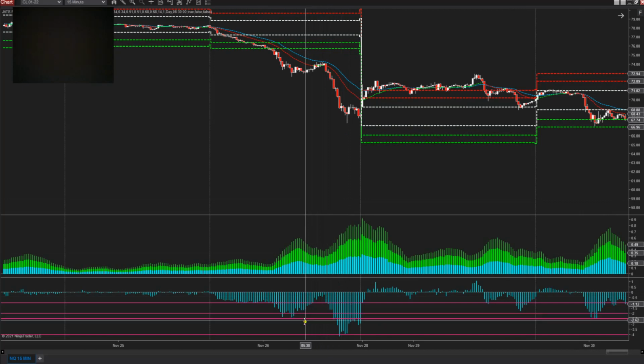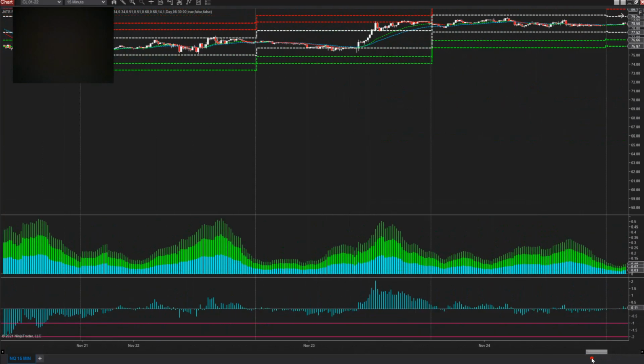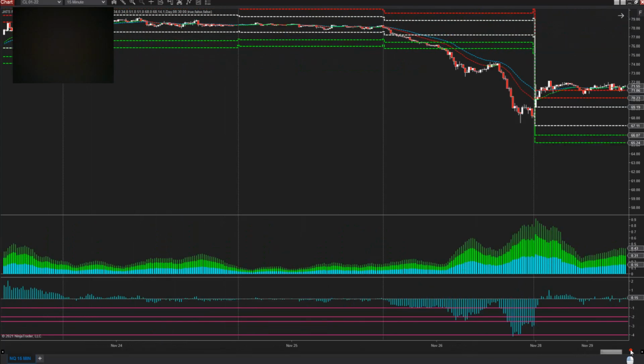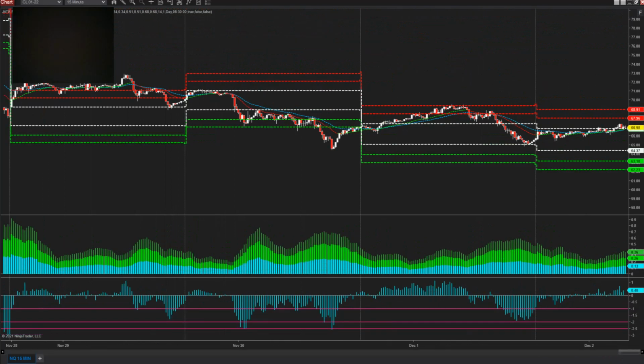Leaving the 2, where will it go? It'll go to the 4, right? It's just logical. Like right here, see, it went to the 4 and then came back. So using these very simple techniques, we can get our arm around price action.